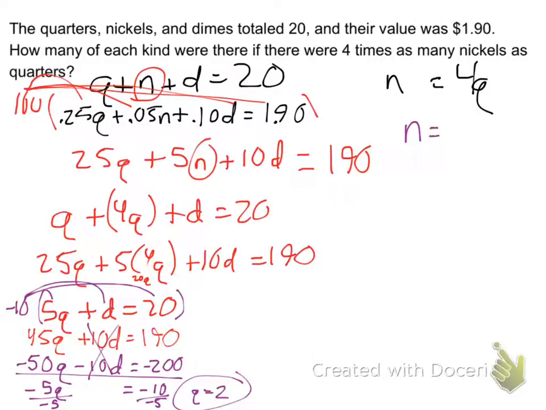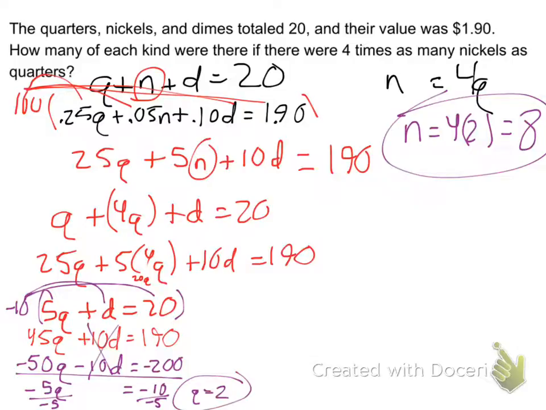So n equals 4 times 2, which is 8. Nickels, we have 8 nickels, we have 2 quarters. How do I find how many dimes?